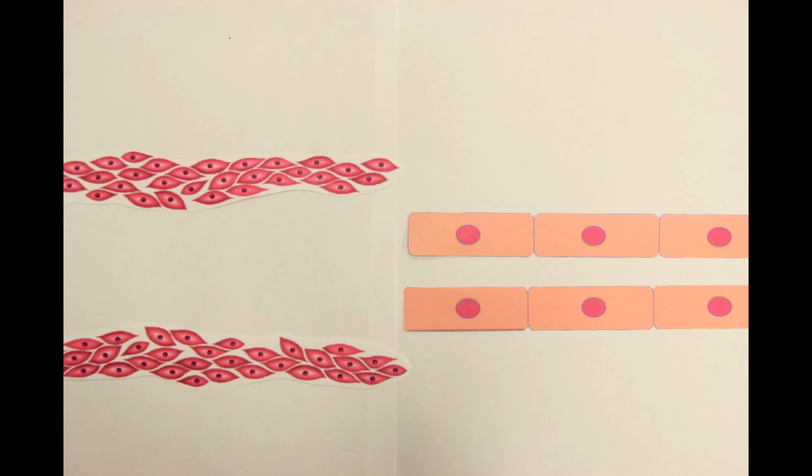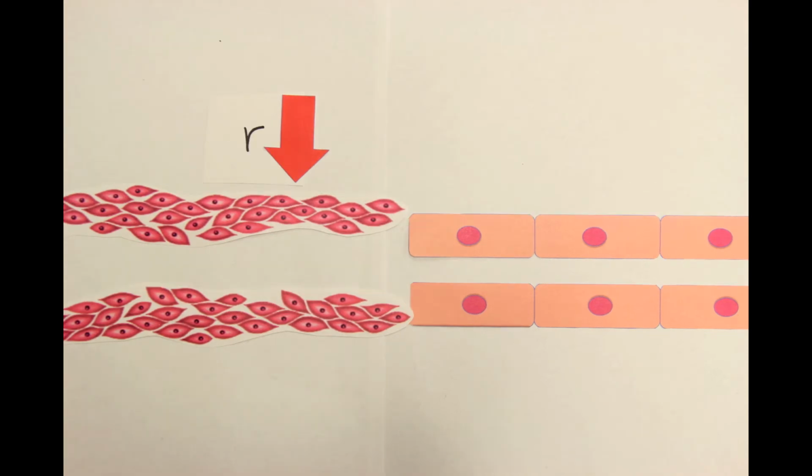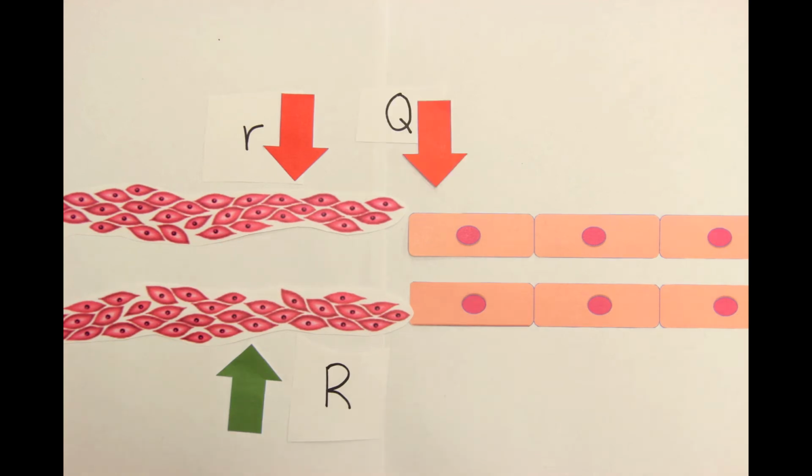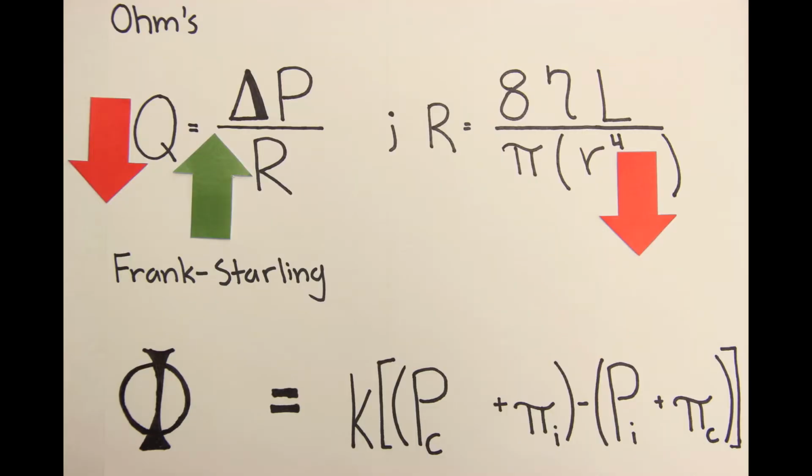ADH causes the constriction of arterioles. This causes a decrease in the radius of arterioles. This increases resistance, which decreases flow. Looking at Ohm's law, one can see that these effects will cause a decrease in drip rate.